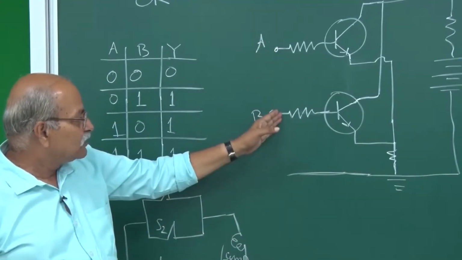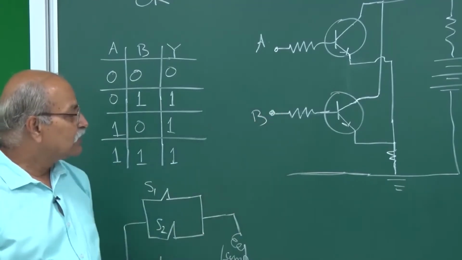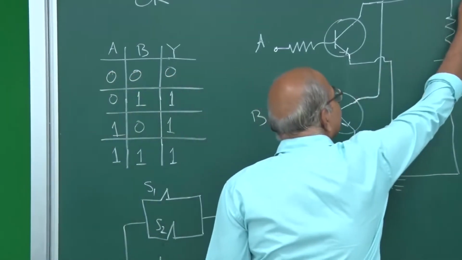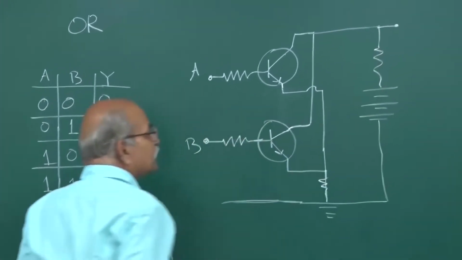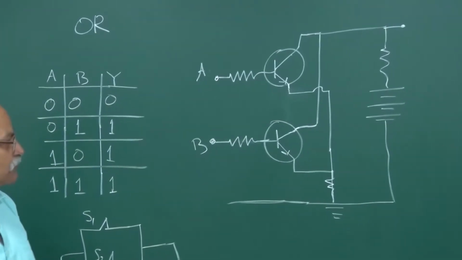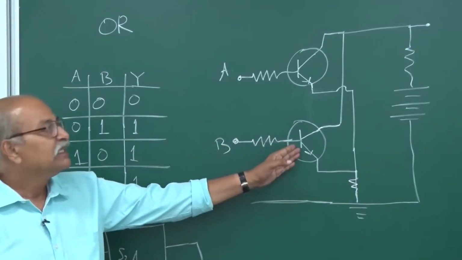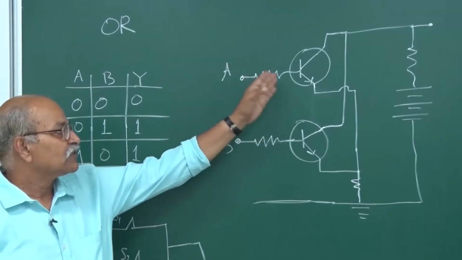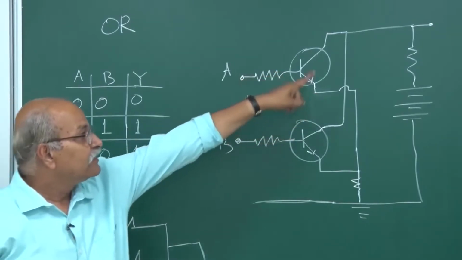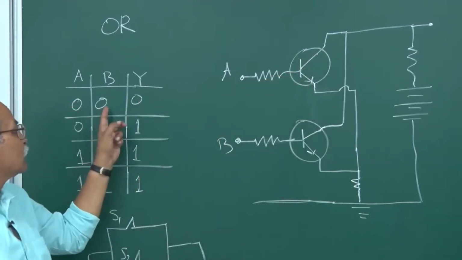If this is 0, then what happens to output? From where do I take the output? If I take the output from here, what will happen? Normally we take output from here in amplifier configuration. So if I take output from there, if this is 0, this is in cutoff mode. So 0, 0 is giving me high, and that is 1. I don't want that. I want 0, 0 to be 0.